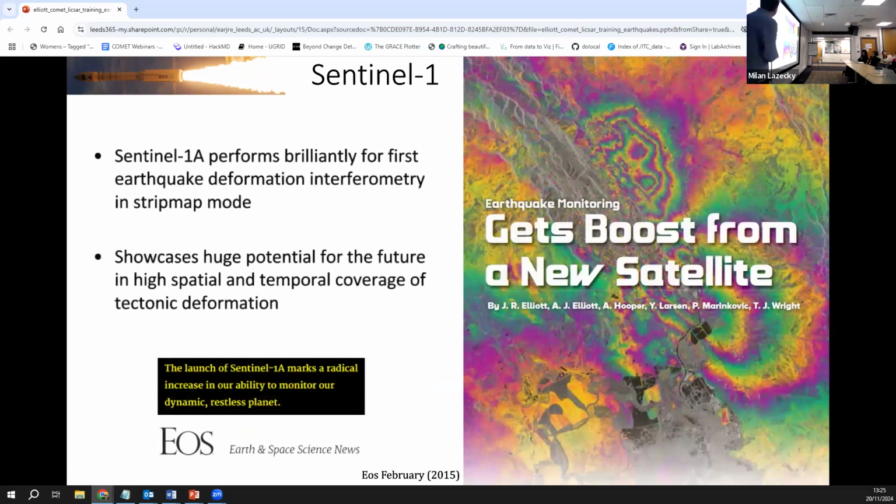Now, Sentinel-1 changed how much we could image these earthquakes by being much more systematic in its acquisitions, much more regular. So it has a high temporal coverage, and it does it at a fairly good spatial resolution of tens of meters. So that was in 2014. It really shifted things. This was an earthquake.